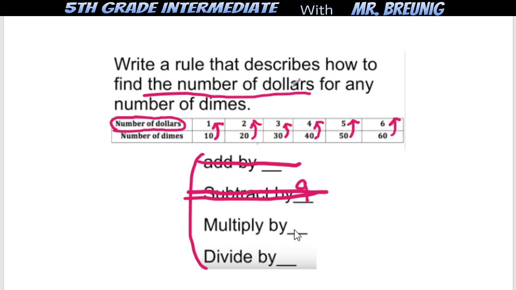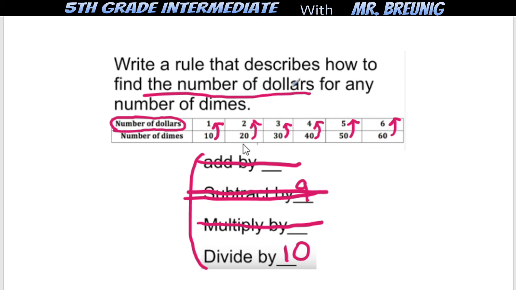What about multiply by? Well, when I multiply, I know the number gets bigger. So multiply 10 times something, it's going to get bigger. It's not going to get smaller. It's not going to be multiply. Divide. Well, when I divide, a number does get smaller. What can I divide 10 by to get 1? What can I divide 20 by to get 2? Well, 10 divided by 10 is 1. Let's see if that works.